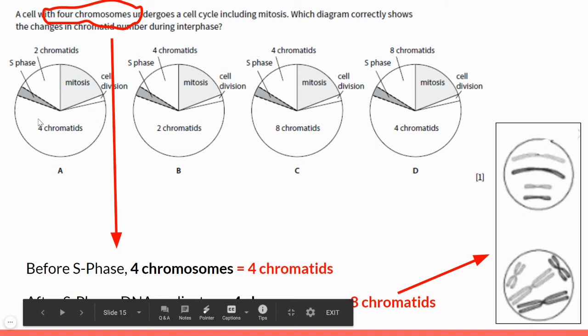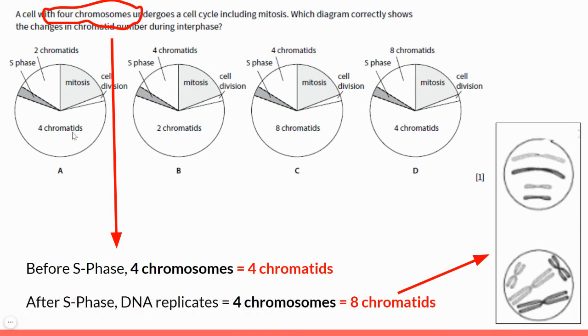Now look at these pie charts and you can clearly observe that in option A, they say correctly that in the interphase, 4 chromatids are there, but after S phase, it says the chromatids have become 2. That is not possible because in S phase, the 4 chromatids should double. So A is wrong. In B, they are saying that this cell has 2 chromatids in the interphase. That is also wrong because if a cell has 4 chromosomes, it cannot have 2 chromatids. It has to have 4 chromatids in the beginning. So B is also wrong.